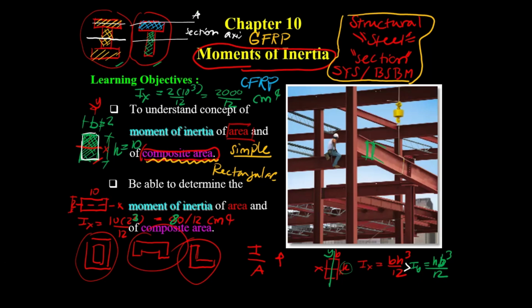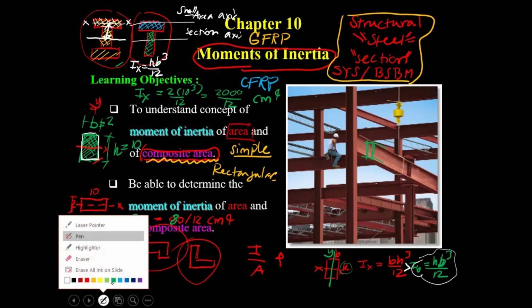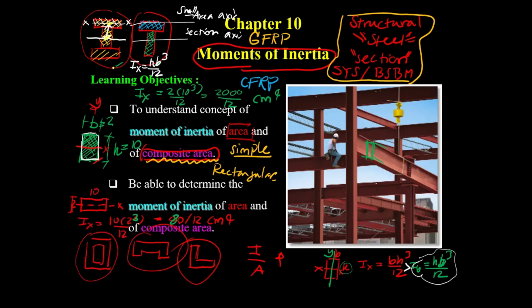This is going to be the small area axis. In a typical one, we may determine the I about this x-axis. Again, following this equation, you may have I sub x equal to this one, h b cubed over 12. However, this time, the centroid of the small area is over here, but the centroid of the section is here.